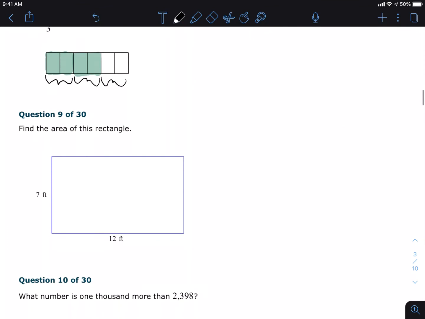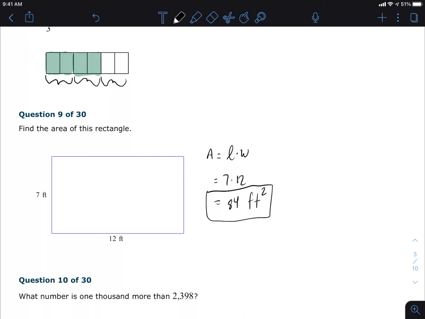Okay. Now this next one, it says find the area. We need to remember that area of a rectangle is length times width. So that should be 7 times 12. 7 times 12 is 84. And then we want it in feet, but we also need it squared because area is squared.